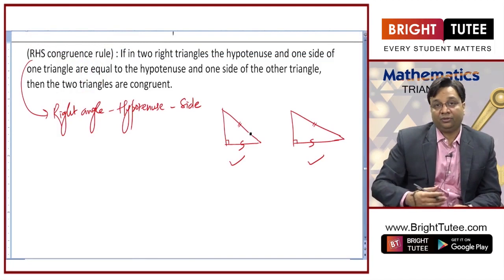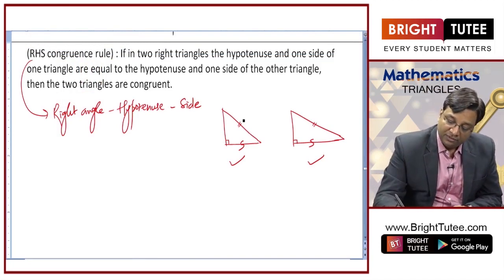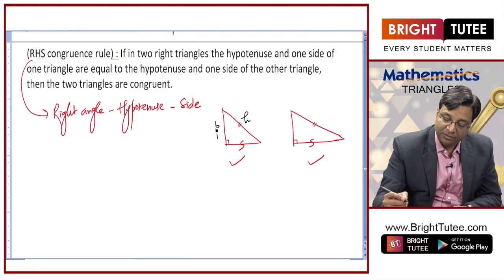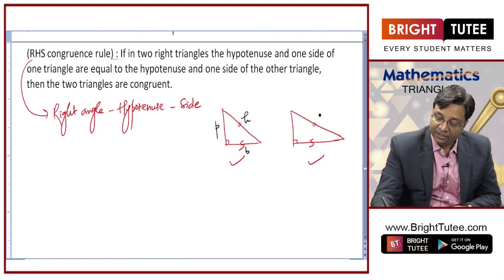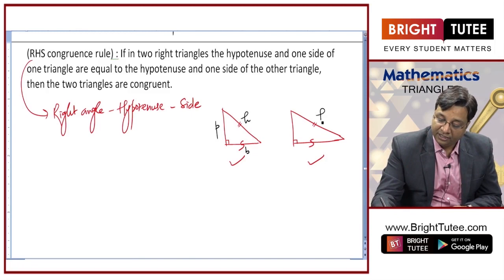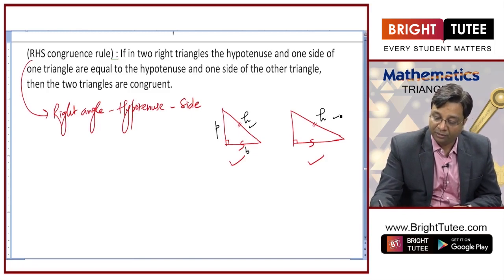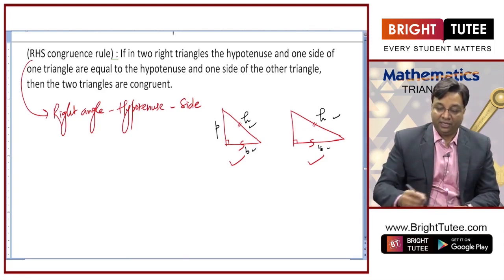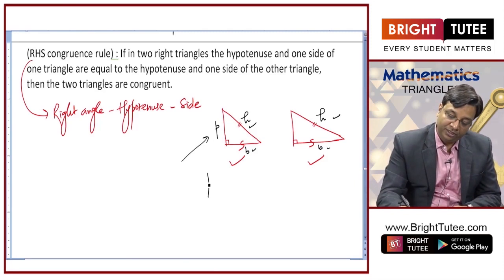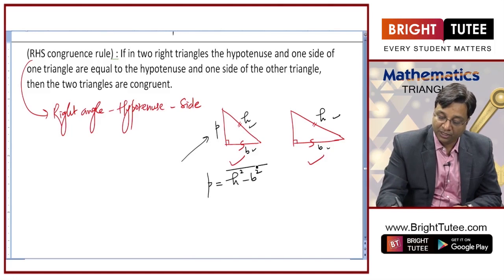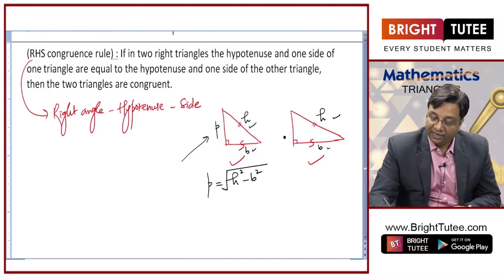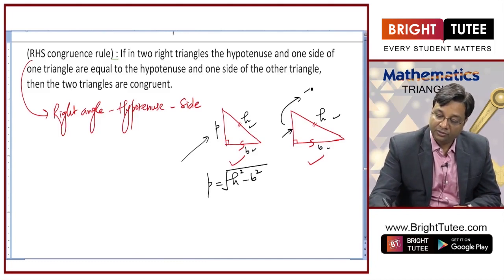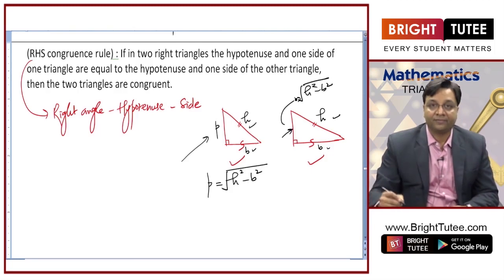Now look at it. If you look at it from your common sense also, if this is hypotenuse H, this is, let us say, perpendicular P, and this is B, and let it be H because I have taken it equal to this hypotenuse, and this side is equal to this side, so let me take it as B. Now look at this side P. What is P? By Pythagoras theorem, P is equal to the square root of H square minus B square, right? And look at this side here. This side is also the square root of H square minus B square, right?